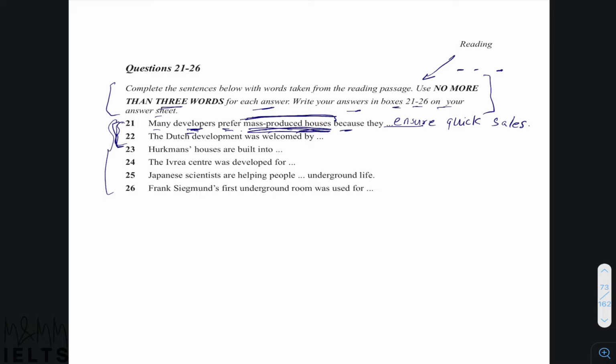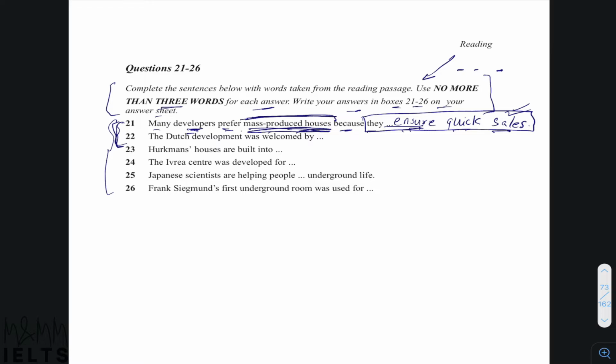Many developers prefer mass-produced houses because they ensure quick sales. They, plural, ensure, singular verb. The sentence is grammatically correct. Does it satisfy my condition of no more than 3 words? Yes, it does. That means I've got my correct answer. So I'll just leave it like this. Many developers prefer mass-produced houses because they ensure quick sales. This is how you follow all the tips in a sequence and then find your answer.